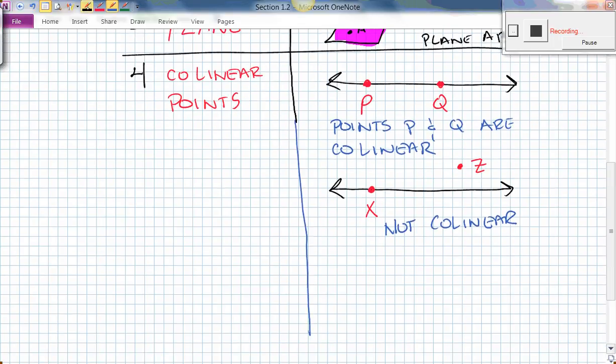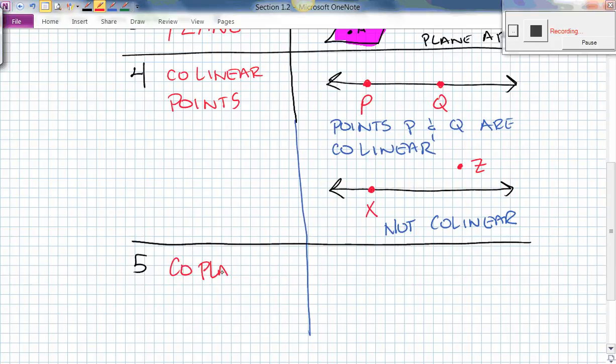So, number 5. The 5th vocab word, key vocab word of this particular lesson is coplanar. Coplanar points. Now, let's take our inductive reasoning skills and put them to good use. If we know that collinear points are 2 points in the same line, what do you think coplanar points are? 2 points on the same plane. Very, very good.